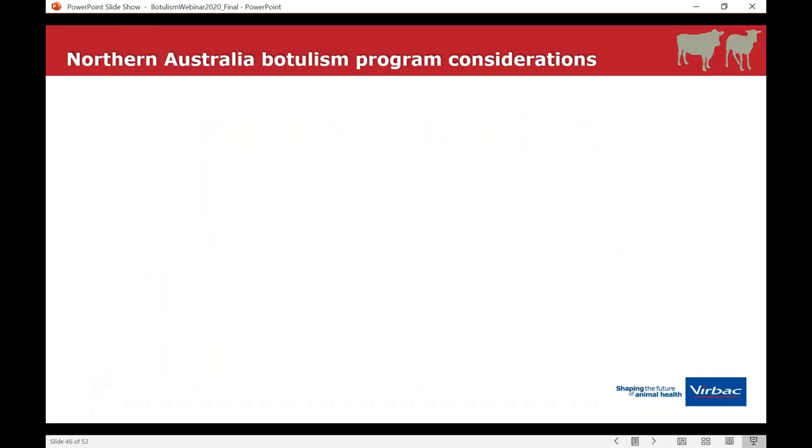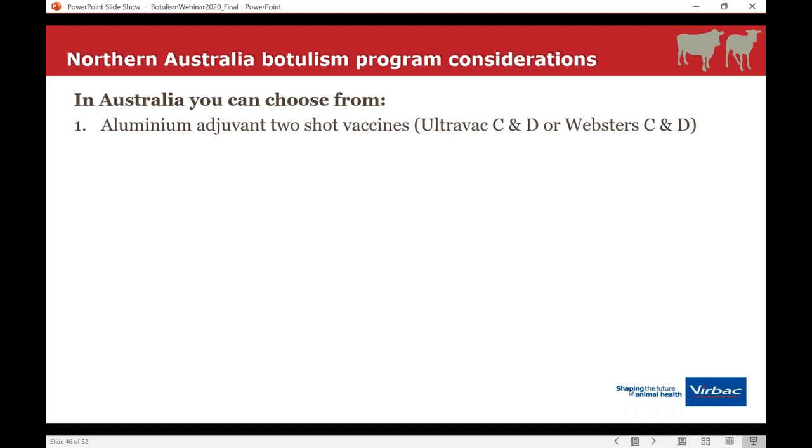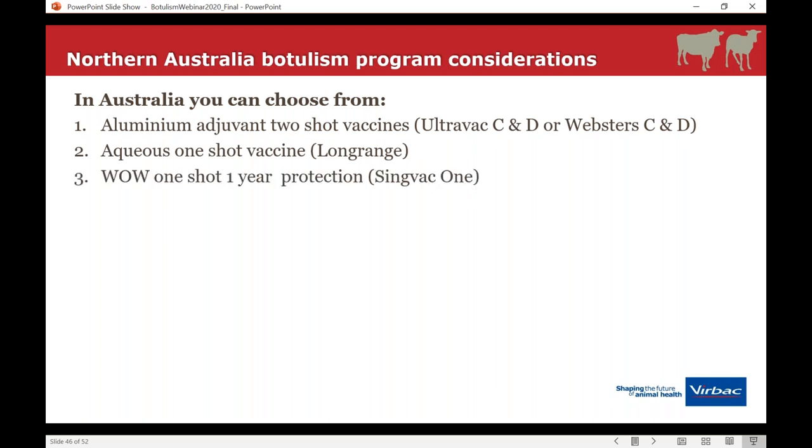What I want to have a look at now is, beyond any brand names or marketing to do with vaccines, what's available for you to buy, and then what are some conclusions from research we can safely make? So in Australia, pastoralists can choose to buy these types of vaccines. You can buy aluminium adjuvant two-shot vaccines. So you have to give young cattle two vaccines 4 to 6 weeks apart, and this is Ultravax CND or Webster CND. You can also buy an aqueous one-shot vaccine, which in Australia we have an example, Long Range. You can buy a water in oil in water emulsion one-shot vaccine that's been formulated to give 1 year protection, Singvac 1. And you can also buy a water and oil in water vaccine formulated to give 3 years protection in Singvac 3. So what are some conclusions we can come to?